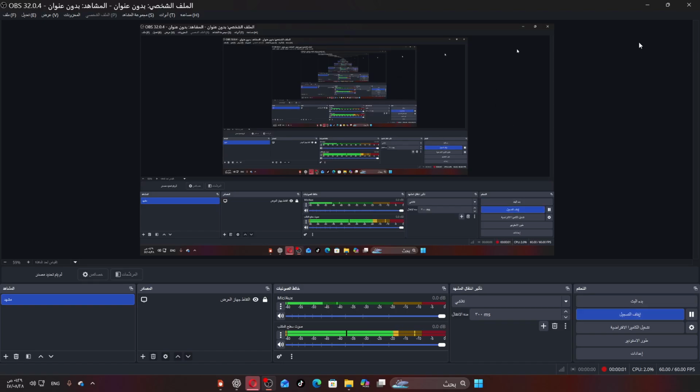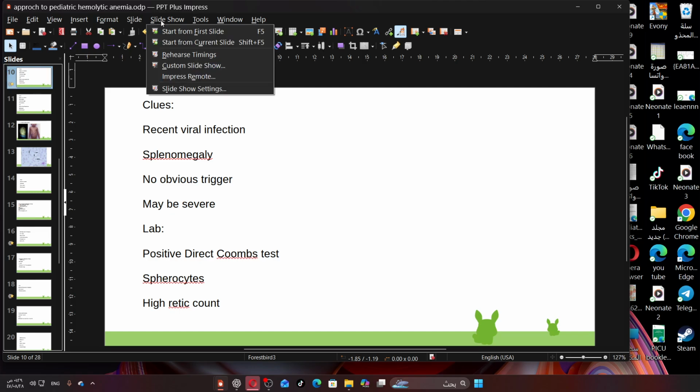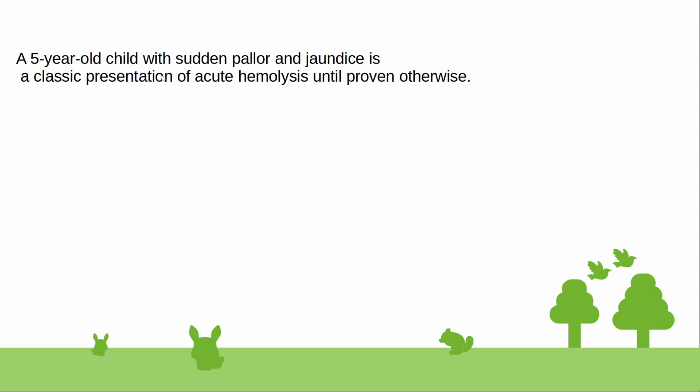Or have other cases to discuss, I'm here anytime. Okay, today our subject is... I need help regarding one baby, 5 years old, who came with sudden pallor and jaundice. Of course, I'm right here to help.